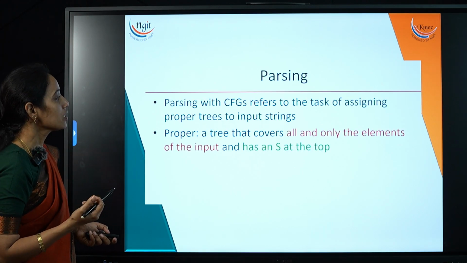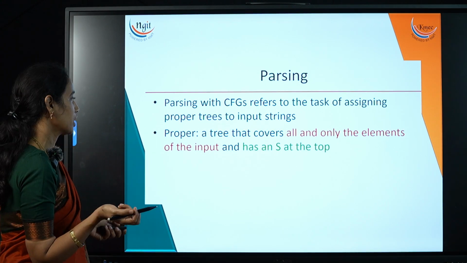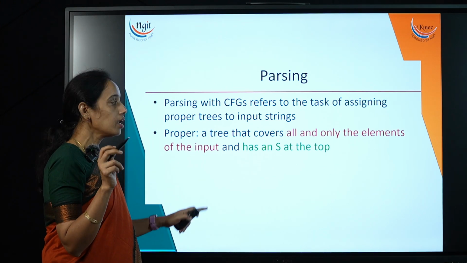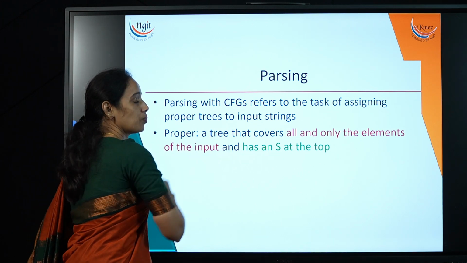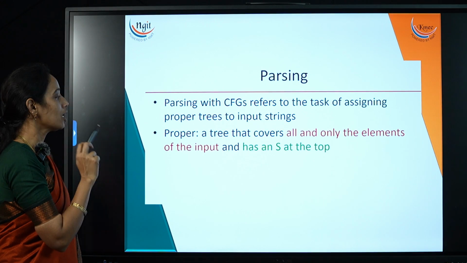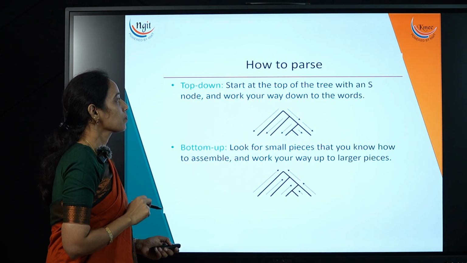And parsing with CFGs refers to the task of assigning proper trees to the input string. So here proper means nothing but a tree that covers all and only the elements of the input and has an S at the top. Starting symbol S followed by all and only the elements of the input, generally we call it the parsing should be proper.